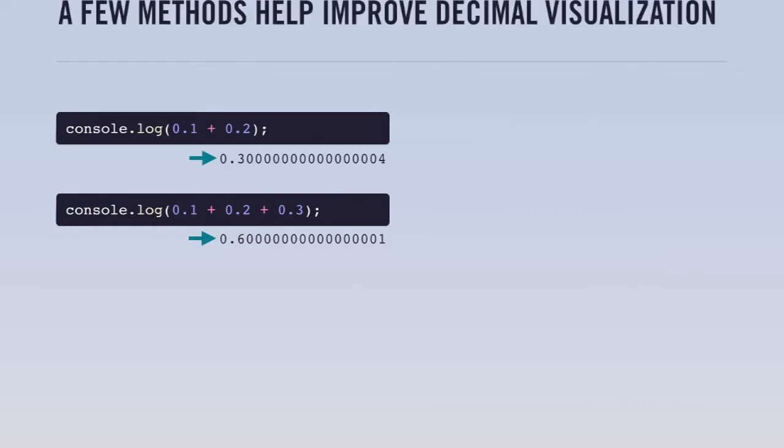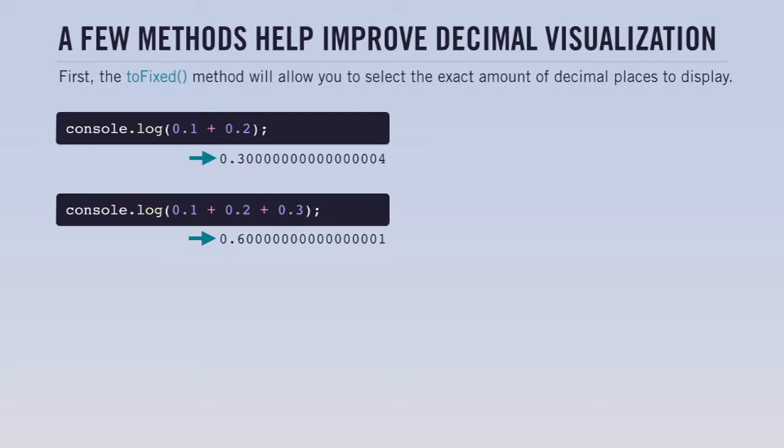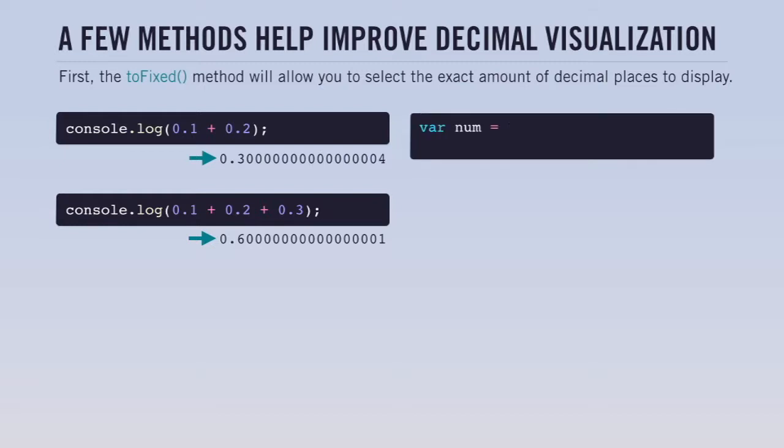So first, we'll talk about a few methods that help improve your decimal visualization. First, there is the toFixed method that's going to allow us to select precisely the amount of decimal places we want to display. Over here, you can see we're storing the result of our crazy 0.1 plus 0.2 addition in a variable called number, and then we're going to log out num.toFixed(1). That means we want exactly one decimal place to be shown on our number, and we get 0.3, exactly what we would like. Now you can stick any amount of decimal places in there that you prefer.